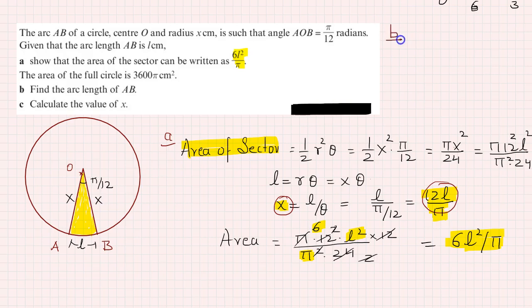Now part B is, the area of the full circle is 3600 pi square centimeters. Find the arc length of AB. Means you have to find this L. Our formula is half, no, it's giving the complete area of a circle, the full circle.